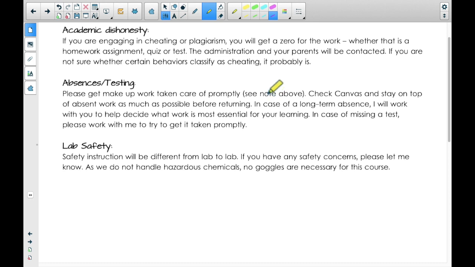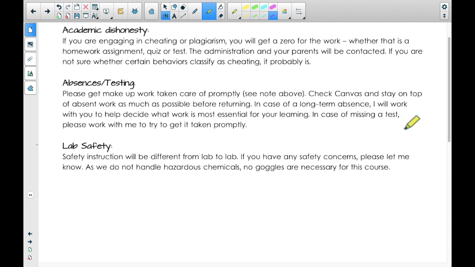But if you're too sick to do it, then you're too sick to do it, and you and I can work something out. Check Canvas if you can, and stay on top of work as much as possible before returning to class. Now, I realize sometimes that's not possible. In case of a long-term absence, I will work with you to help you decide what work is most essential for your learning. In other words, I'm not going to tell you you have to do everything. I might say, hey, why don't you just watch this one video and do this one assignment and add these problem sets. I'm not going to make you do everything that you missed if you were gone.